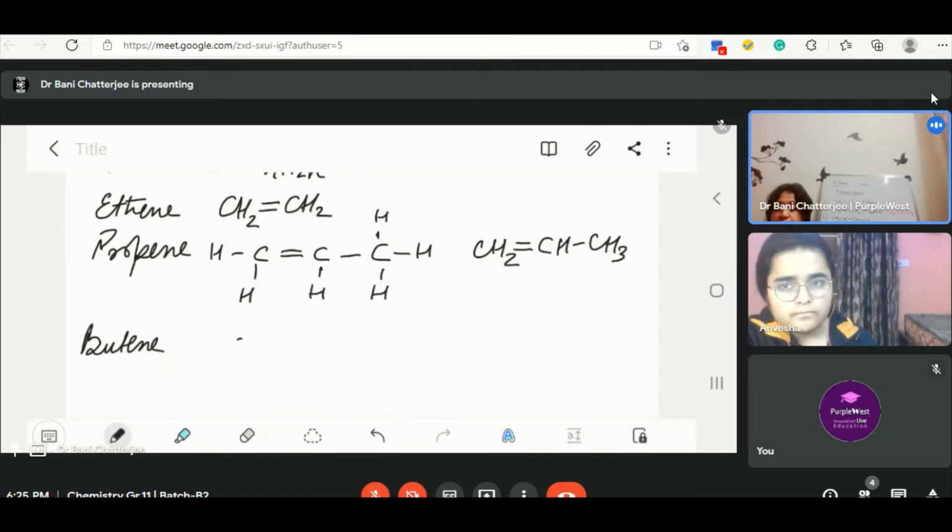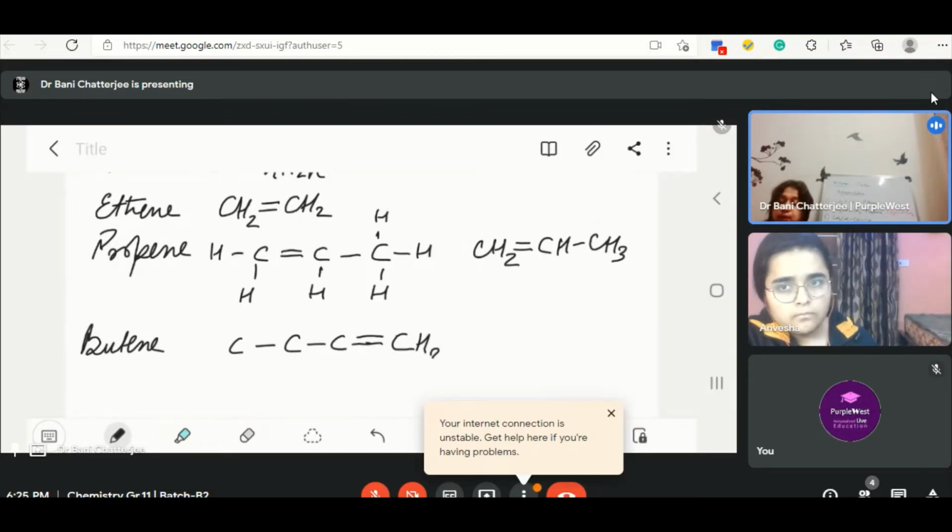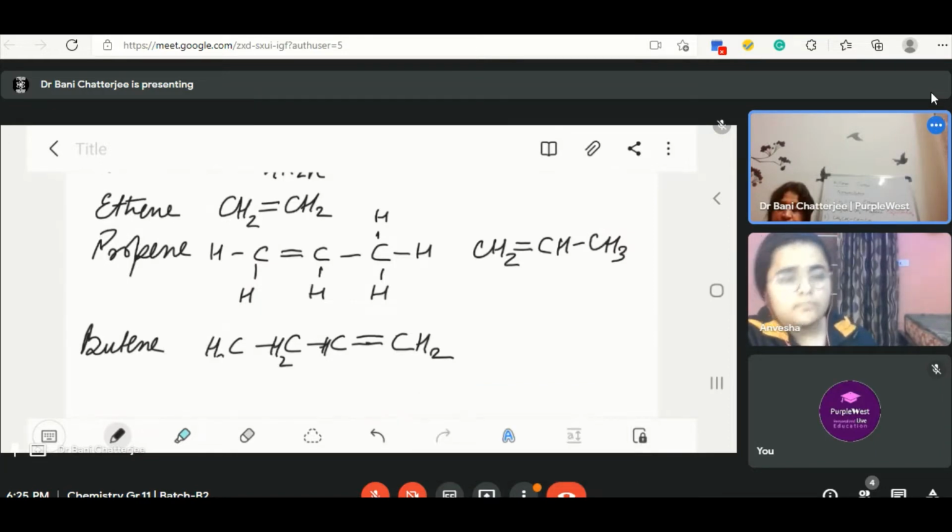So butene, as there are 4 carbons, let us draw it. From either side, the left hand side or the right side, then we will write the hydrogens. So CH2, this side CH, again CH2 and CH3. So this is basically 1-butene, because at the first carbon there is a double bond.